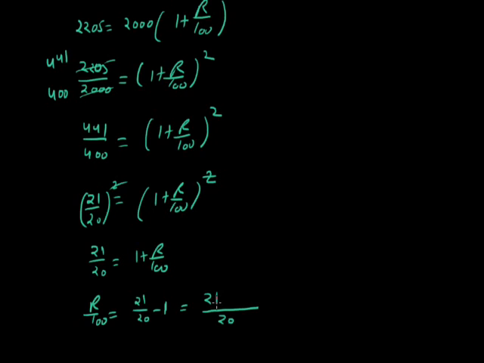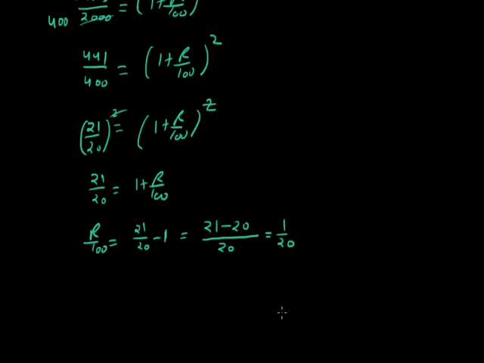In the numerator we get 21 minus 20, that is 1 by 20. So R by 100 equals 1 by 20. So the value of R is equal to 1 by 20 into 100, that is equal to 5. So the rate of interest is 5% per annum.